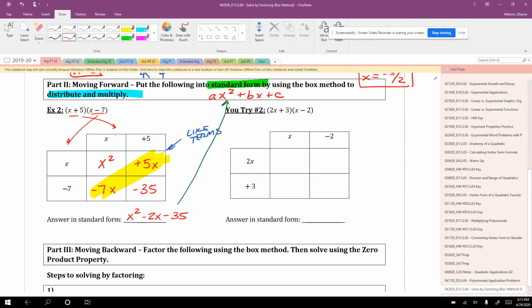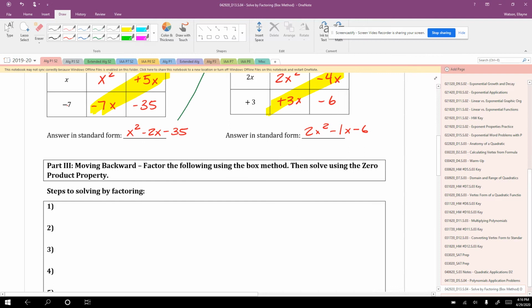Okay, so hopefully you went through the same process, multiplying. You should have gotten 2x squared minus 4x plus 3x minus 6. Again, these diagonals are like terms, so you can combine them. So 2x squared, combine those two, you get negative 1x minus 6.